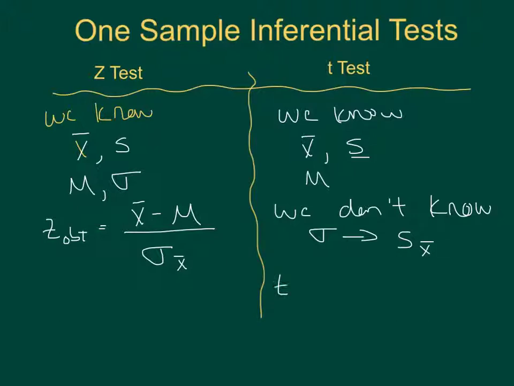So the t obtained is a very similar formula where you're still doing our sample mean minus the population mean, but instead we are dividing by s sub X bar, or the sample standard error. So hopefully those slides will help clarify some of the differences between a z one sample test and a t one sample test, and help you as you prepare for your exam.